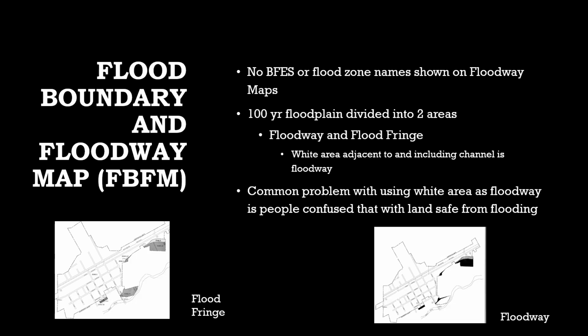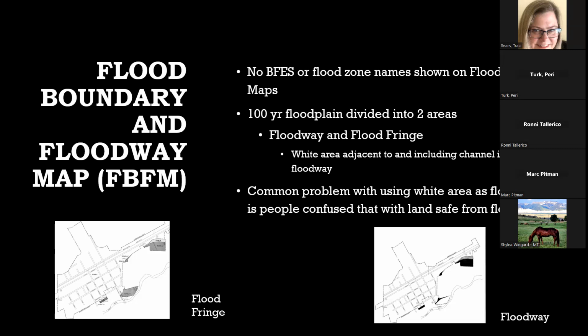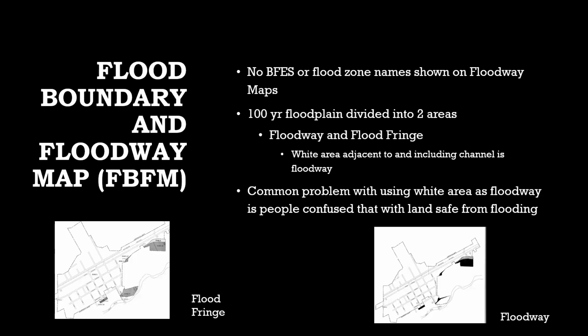The 100-year floodplain is divided into two areas: the floodway and flood fringe, so you'll have two different maps. And the white area adjacent to and including the channel is the floodway. As you can imagine, that probably got really confusing because people assumed a white area meant that they were not in the floodplain because nothing's colored in. But yeah, the white part is the floodway. So that is one thing to note.